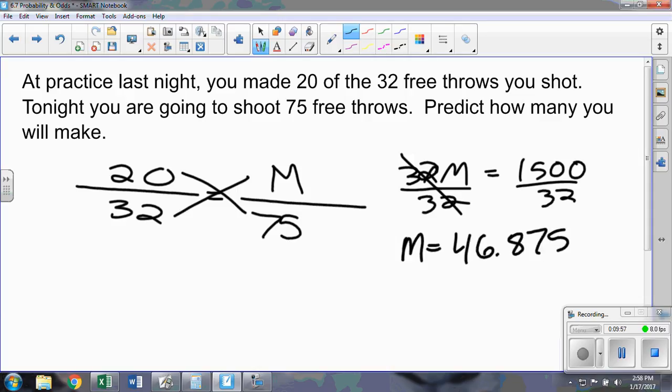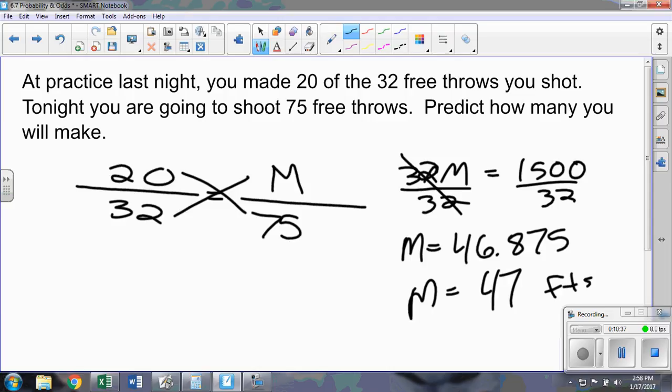Consider that for a second though. You don't leave that as your final answer? Of course not. How do you make .875 free throws? In this situation, you're not able to say, well, he made a fraction. It's not like, oh, the ball got stuck up behind the rim, and that counts as 7/8 of a free throw. You don't get 7/8 for points. If it gets stuck, it's still a miss. So this is a piece that we know it's not possible to get an exact one, so we're going to round it up and say our prediction is going to be 47 made free throws.